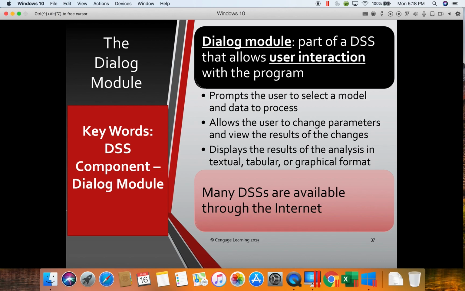Sometimes these are set up as commands or pull-down menus. They could be icons, dialog boxes, or some other user interface approach. It's not much different than the user interface for other types of applications. And as an increasing number of decision support systems become available through use on the internet, some of these dialog modules are especially designed to be compatible with web browsers. The dialog module is also responsible for displaying the results of the analysis so that we can interpret that and make our decision.